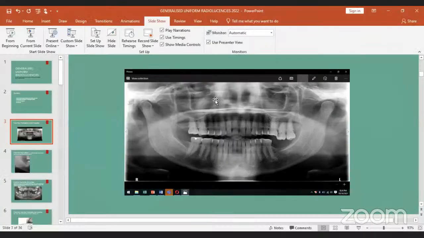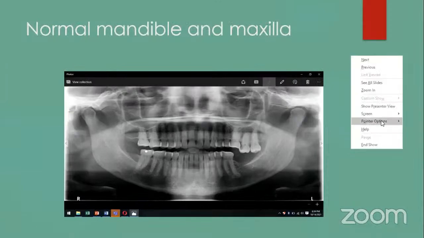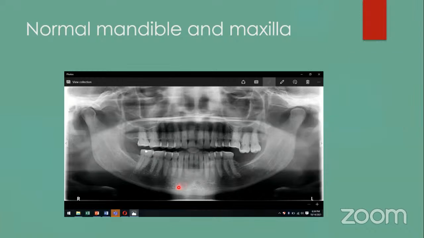So let's get the cursor there. Get a pointer. Okay. Fine. So that's the mandible.